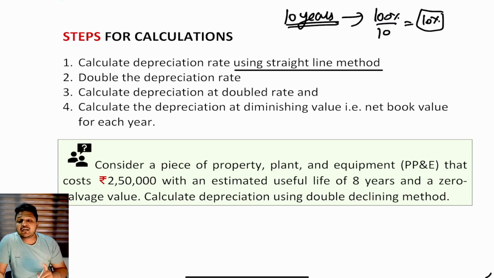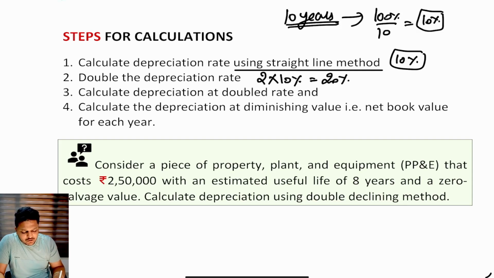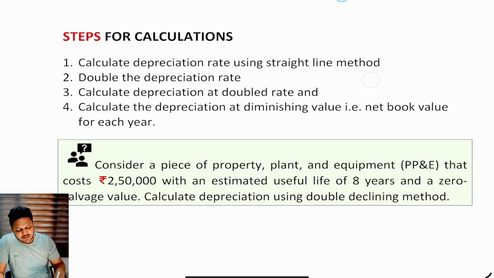Second, we will double the depreciation rate. So 2 multiplied by 10% is equal to 20% depreciation. Now, we will use this 20% with the WDV method, that is the written down value method of depreciation, and charge the depreciation accordingly. This is why I told you that this particular method is a combination of the straight line method of depreciation and the written down value method. Is that clear? Now let's solve a question based upon it so that it will be much clearer to you.